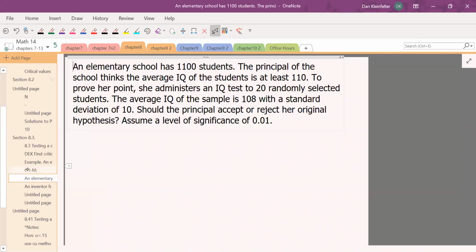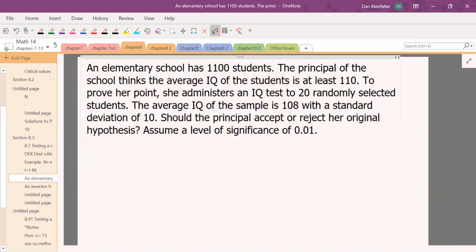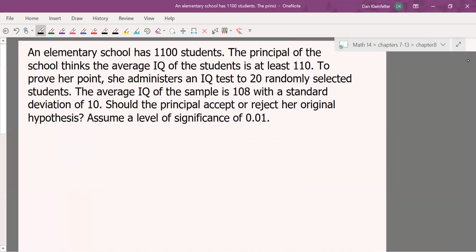All right, so our next example, in this one, it says an elementary school has 1,100 students. The principal of the school thinks the average IQ of the students is at least 110. To prove her point, she administers an IQ test to 20 randomly selected students, and then we get sample statistics out of that. We want to decide if the principal should accept or reject her original hypothesis. We're going to use a level of significance of 0.01. So we have a null and alternative hypothesis. That's where you want to start usually, is just making up the hypotheses.